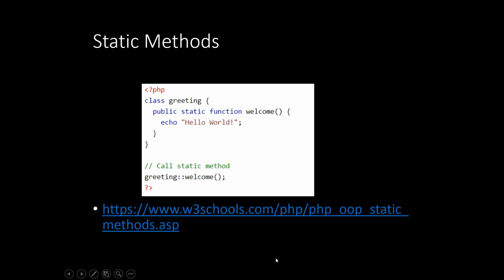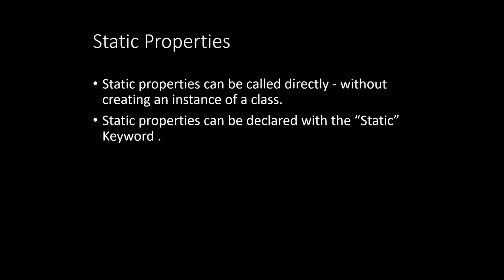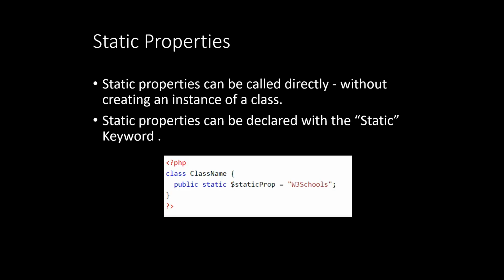What are static properties? Static properties can be called directly without creating an instance of a class, just like static methods. Static properties are declared with the static keyword. To understand static properties, let's look at this example. We have a class named ClassName, and inside it we have a static property. The property name is staticProp, and the value is W3Schools.